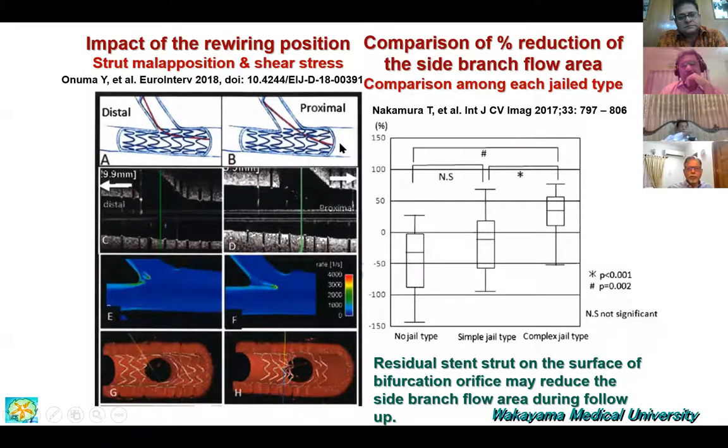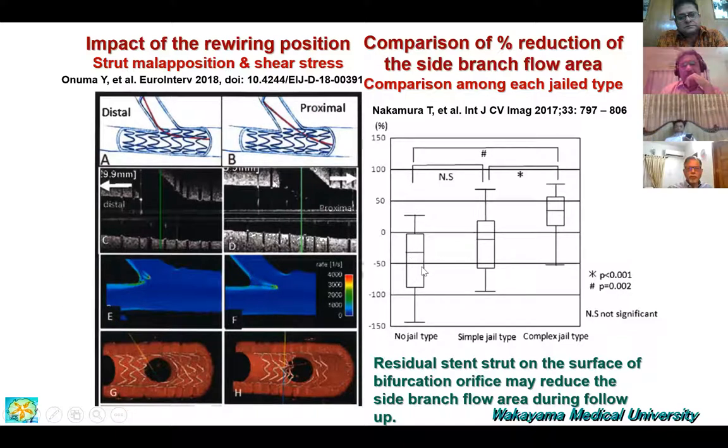But if you miss selecting the distal cell and select the proximal cell, you have the metal carina here. And at the site of the metal carina, the shear stress is very low, and this is the cause of the thrombus formation. And then in long-term follow-up, the thrombus becomes organized, and membrane formation and restenosis may happen, right?